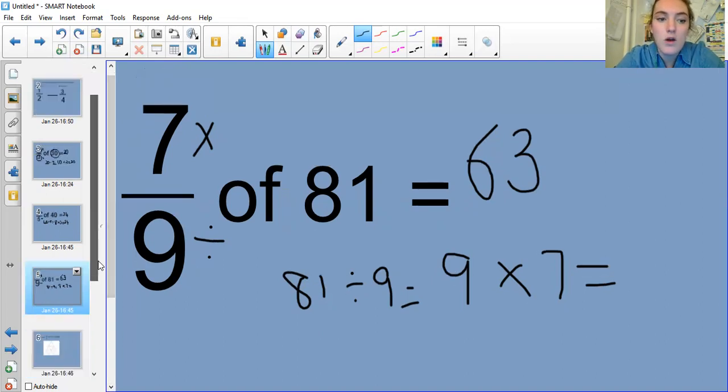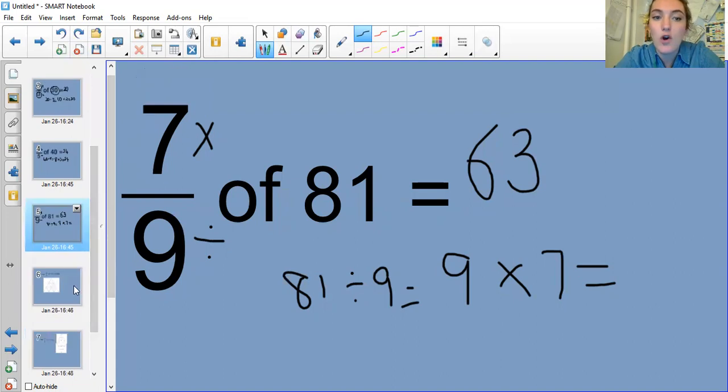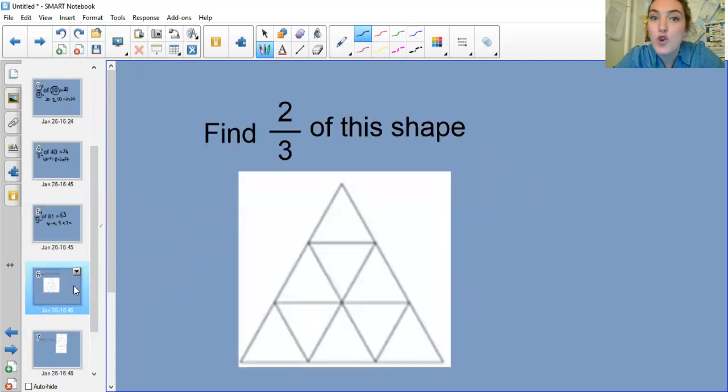Right, we'll move on to one more example because your activity sheets also ask you to find non-unit fractions of a shape. So it's asking you here, find 2/3 of this shape. So how many pieces do you have in total? That's what you need to figure out first, right? 1, 2, 3, 4, 5, 6, 7, 8, 9. There's 9 pieces, so I need to find 2/3 of 9.